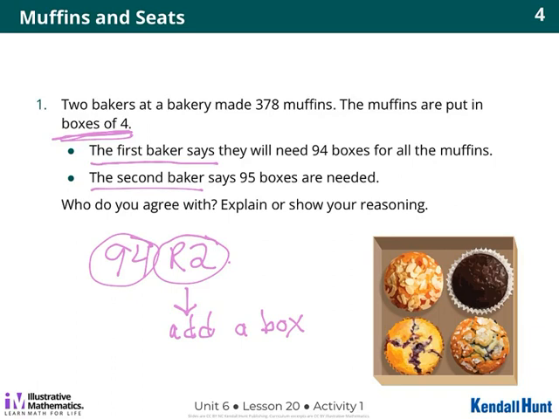Okay, hands down. The little detail that really changes things is they have to be in boxes of 4. Trust me, if you go to a bakery and you order a box of 4 muffins and you open it up and there's 2 in there, you're going to be mad. They kind of tricked you guys, because usually when we have a remainder, we would add a box, right? But they added that detail. So the correct answer would be the first baker.